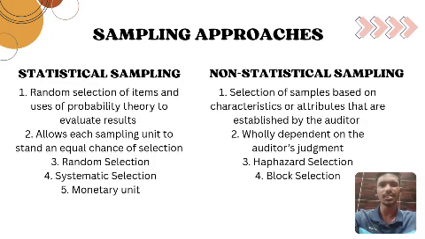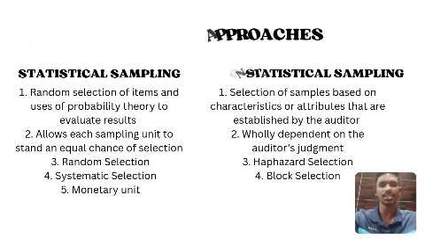For non-statistical sampling, the first is selection of samples based on characteristics or attributes that are established by the auditor. Second, it is wholly dependent on the auditor's judgment. Third is haphazard selection. Fourth is block selection.